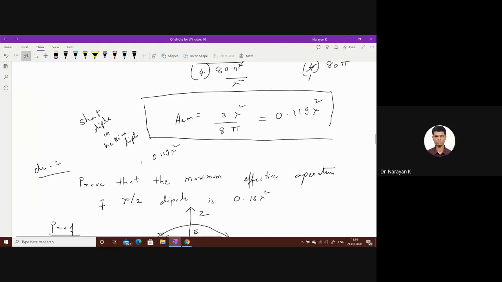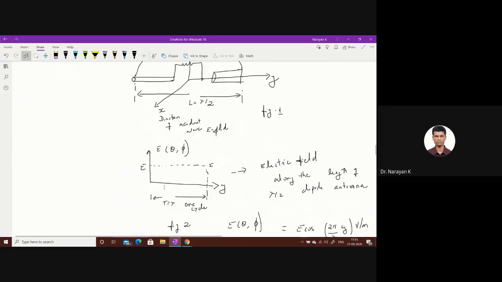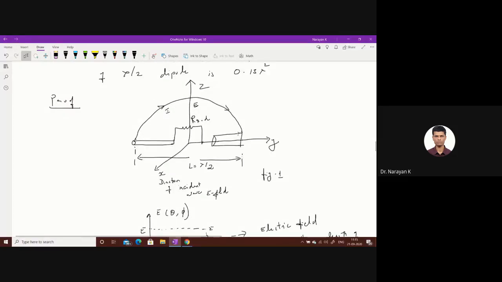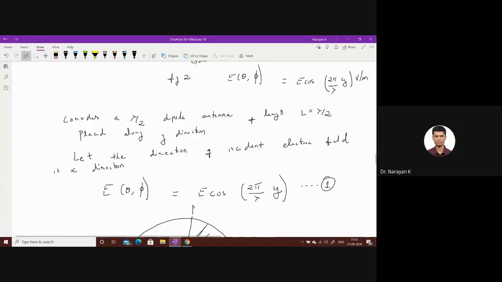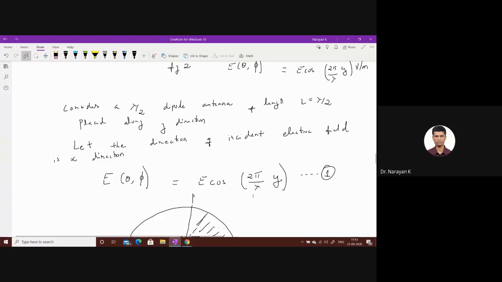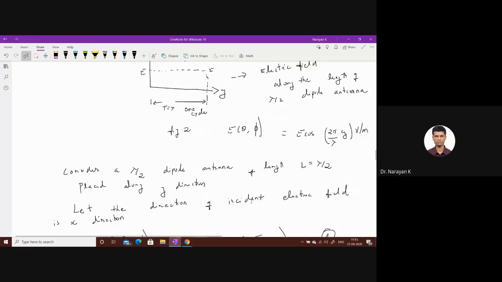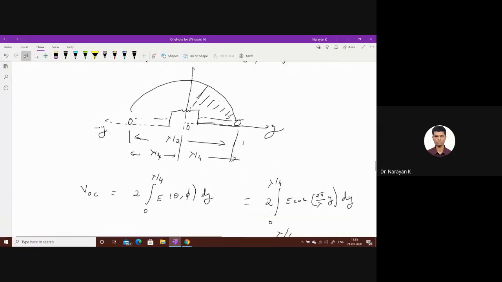Now the next derivation that they may ask is: prove that the maximum effective aperture of a lambda by 2 dipole is 0.13 lambda square. For that I have taken a lambda by 2 dipole, found the electric field and the current distribution. I have found that E of theta comma phi is E cos of 2 pi by lambda into y, with y as the direction I have taken. 2 pi by lambda is nothing but the wave number.